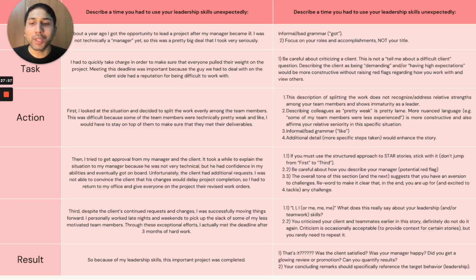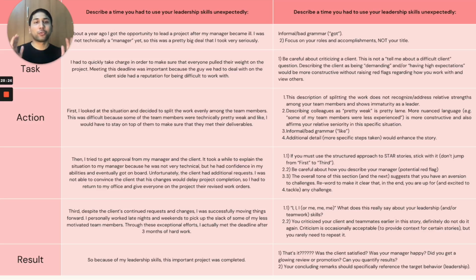So let me jump to the last one. So because of my leadership skills, the important project was completed. This cannot be a result, right? You're talking about the first time you had to show your leadership skill. You're managing a project. You have to talk about whether the client was satisfied. Were you able to meet deadlines? What was your manager's reaction, right? So your result should be a conclusion to all the attributes that you tried to show.